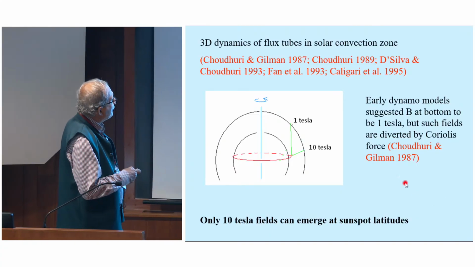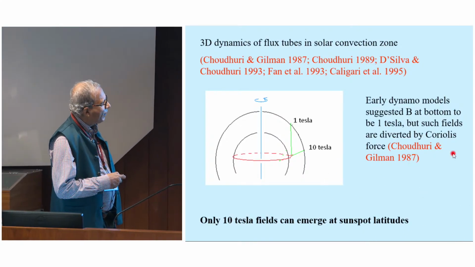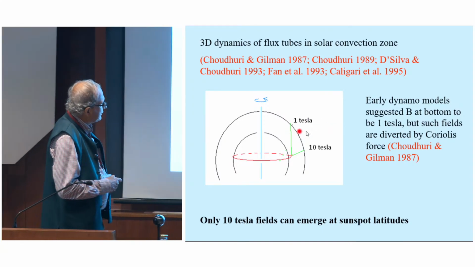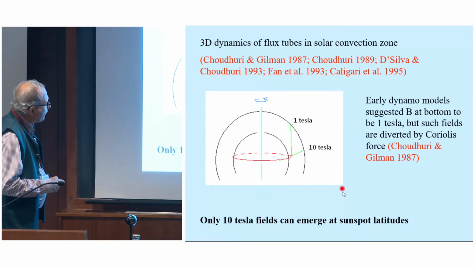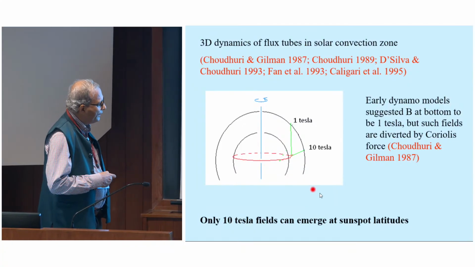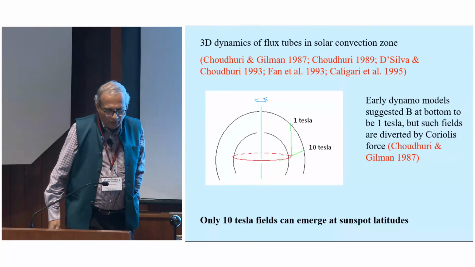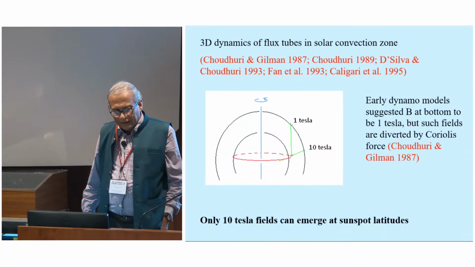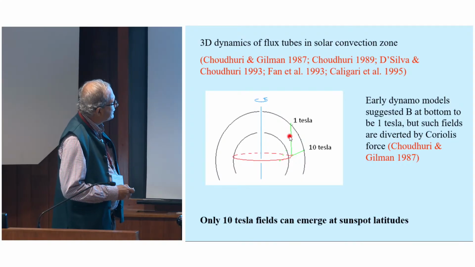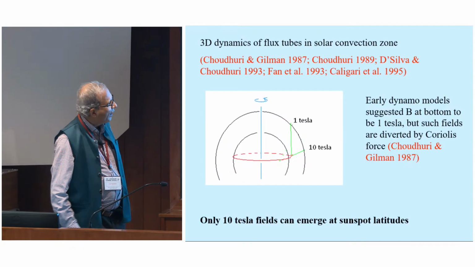I and some of my collaborators were among the first people to study this problem through numerical simulations. It's sort of an initial value problem, in which you have to assume an initial value of the magnetic field inside the flux tube and then let your code go. At the time when we were doing this work, all the dynamo theorists told us that the magnetic field inside the sun can be at most 1 Tesla.